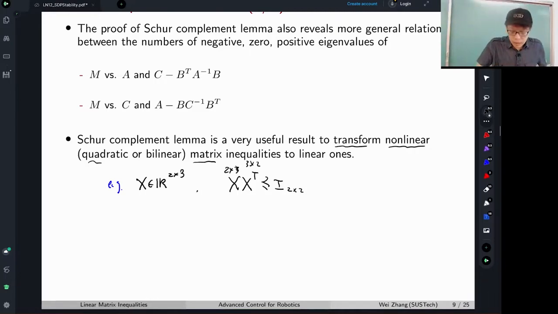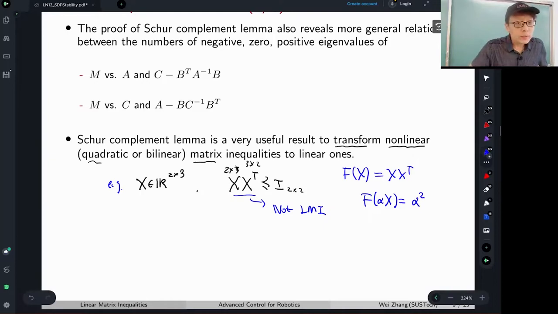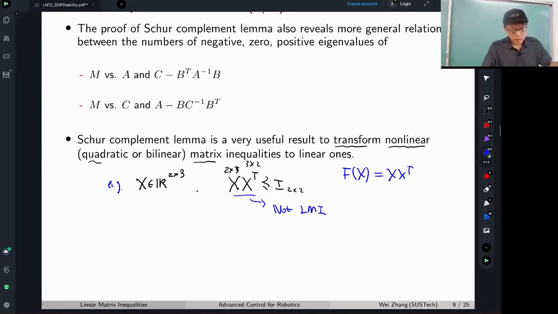So this is not a linear matrix inequality, because it's quadratic in X, it's not affine or linear in X. If you define F(X) as X X transpose, then F of X is quadratic, so it's not linear at all. Of course, for linear you need to check other conditions, but at least the very simple one isn't satisfied.